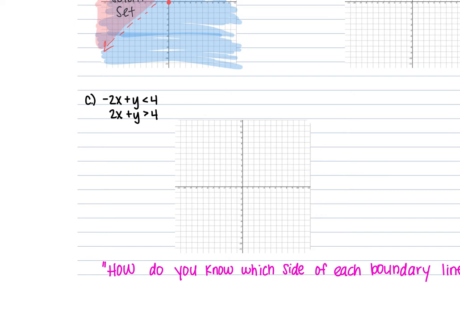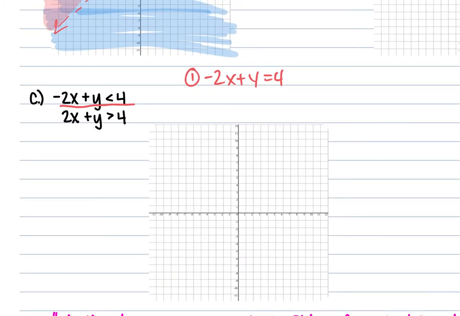In C, let's go ahead and start with the first one. Negative 2x plus y is less than 4. Step number 1, write it with an equal sign. Negative 2x plus y equals 4. Now, before I graph this, what should I do? Emma? Make it into slope intercept form. Excellent. How can I make this into slope-intercept form? Add 2x to both sides. Perfect. So we're going to get y equals what? Y equals 2x plus 4.